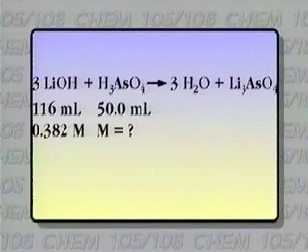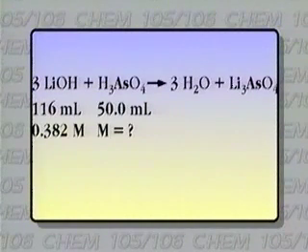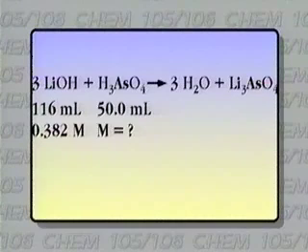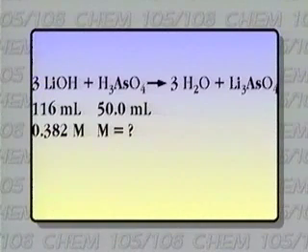We know what the concentration was. That's called our standard solution. Our standard solution is the one where we know the concentration, and we're going to use the standard solution to determine the concentration of the other. So it had a concentration of 0.382 moles per liter. What we want to know is, and that should be really an uppercase M here, not a lowercase m, we want to know the molarity of the acid in this titration.